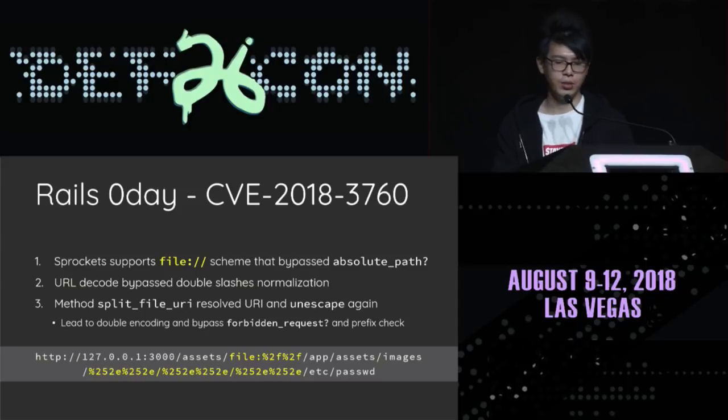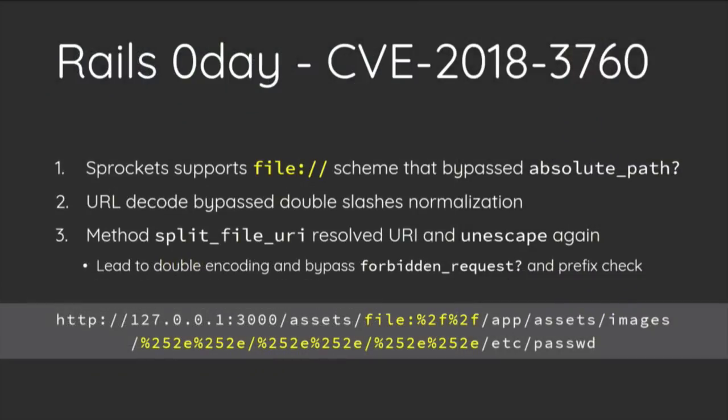Due to time considerations, I will not go into too much detail. The root cause is that Sprockets supported an undocumented file scheme in the past. There are several pieces in this exploit, but because of the time, you can check the details after this talk. We will just go to the next page.